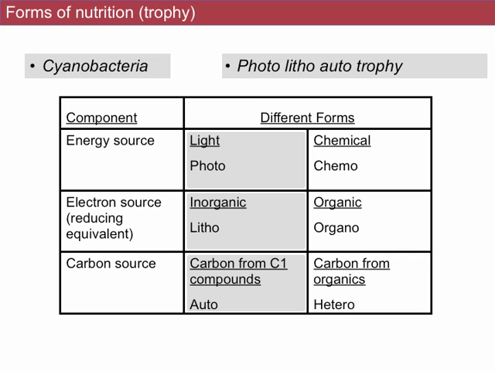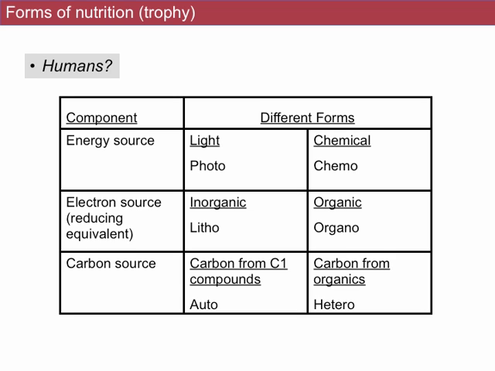You could say the whole thing, photolithoautotrophic, but usually people just say photoautotrophic. And humans are like E. coli, chemo-organo-heterotrophic. Yeah, question? So why do people usually leave out the name of the electron source? Because electron source is sort of an obscure thing that most people don't want to think about, I think.